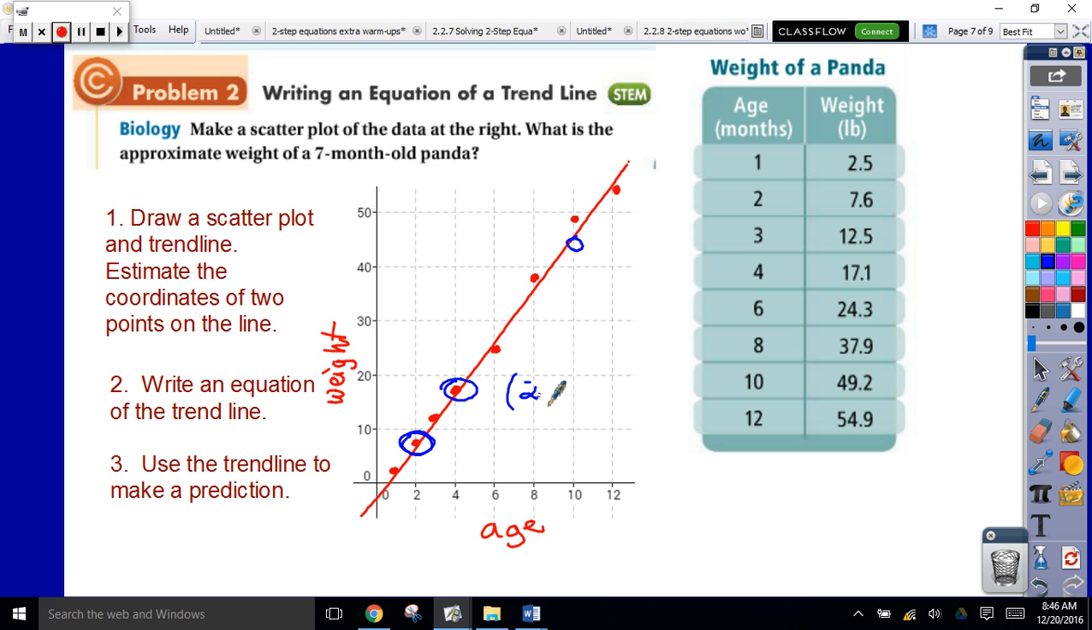So my first point is (2, 7.6). My next point is (4, 17.1), which happen to be 2 values that are in my table. How would I write an equation for a line with those 2 points? This is where it directly relates to chapter 5. What do I do first?